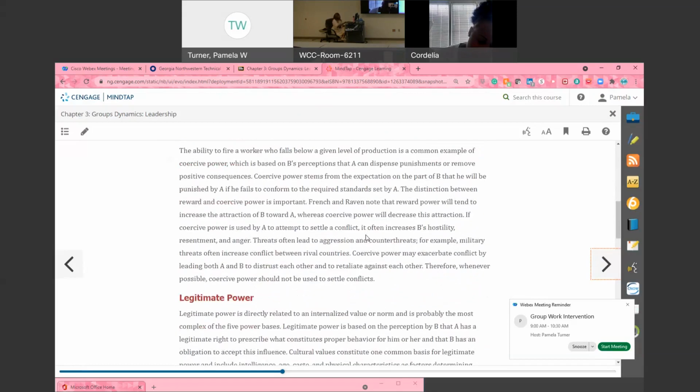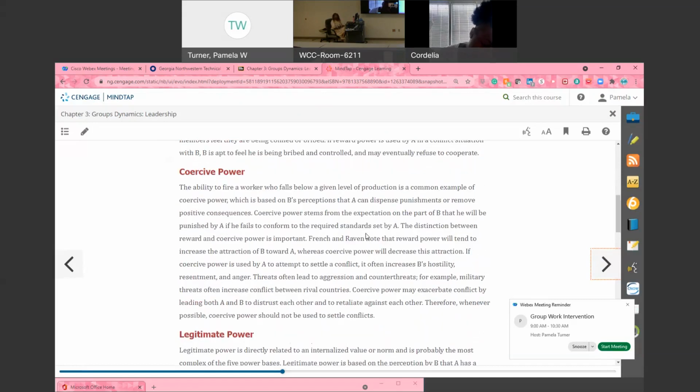Coercive power means I'm coercing you to get you to be on my side. A gun to my head would be kind of coercing me. It'd be illegal as well, but that would be it. The ability to fire a worker who falls below the level of production is a common example of coercive power. So again, I've got power over you, so I can get you to vote my way, think my way, any of those things. Coercive power may be exacerbated by leading both A and B to distrust each other and to retaliate against each other.